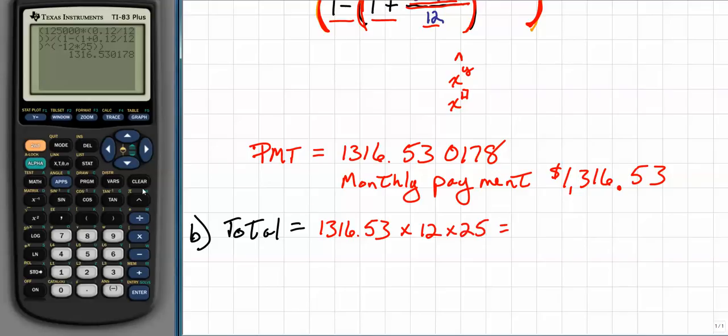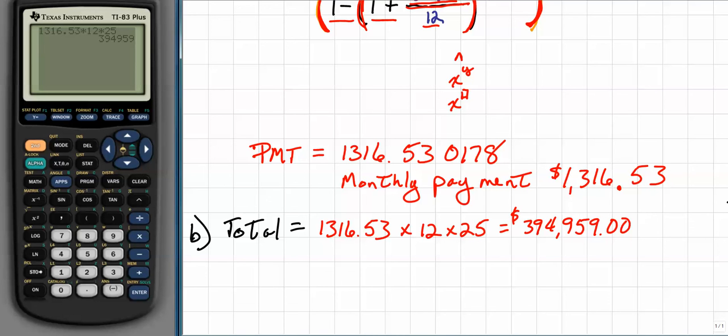And we can just simply put that into our emulator here. So 1316.53 times 12 times 25. Enter, and that gives us a total of $394,959. So that's going to be the total amount paid out.